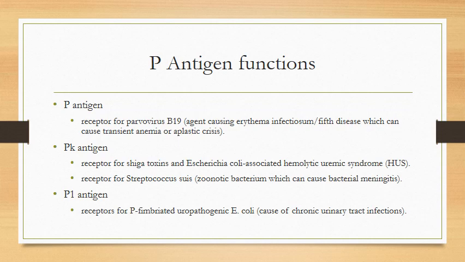For the P1 antigen, it's the receptor for P-fimbriated uropathogenic E. coli. It's another strain of E. coli, which mainly causes chronic urinary tract infections. The P1 antigen not only appears on the red blood cells, but also on tissue cells, such as in the urinary tract.